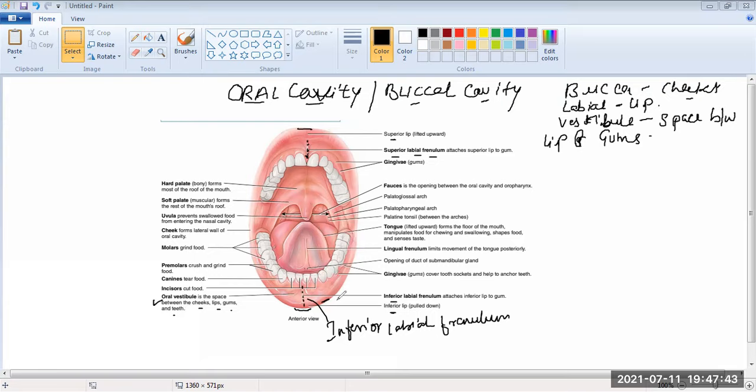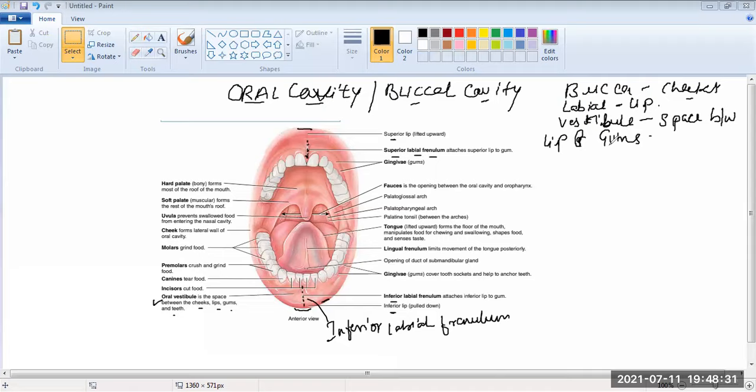Now as you move inside the oral cavity, at the upper surface, that is the roof, you have the palate. If you roll back your tongue, you can feel a hard surface at the anterior part of the roof of the oral cavity. We call it the hard palate. We call the roof of the oral cavity the palate. The front or anterior part, which is hard, is your hard palate.